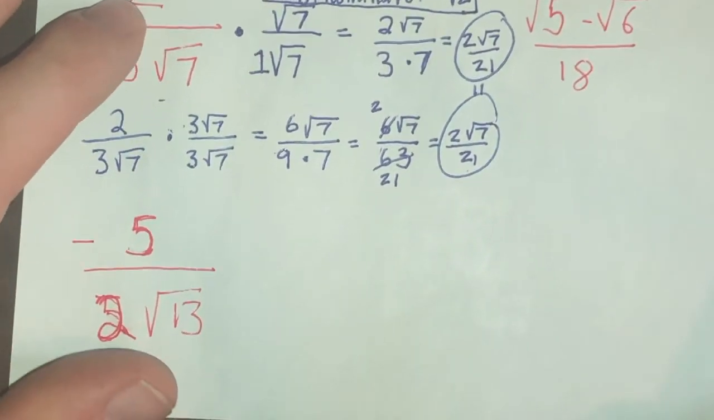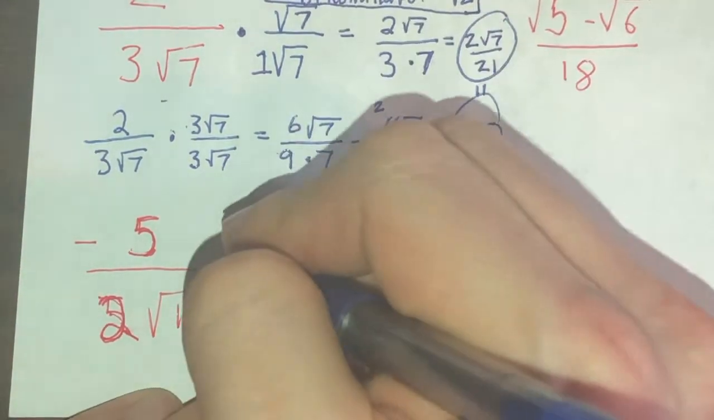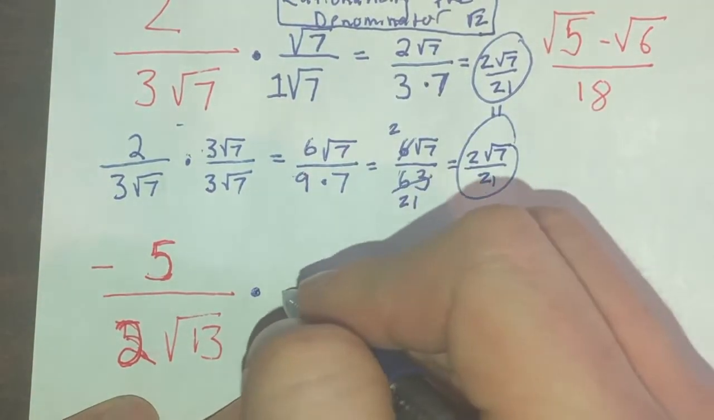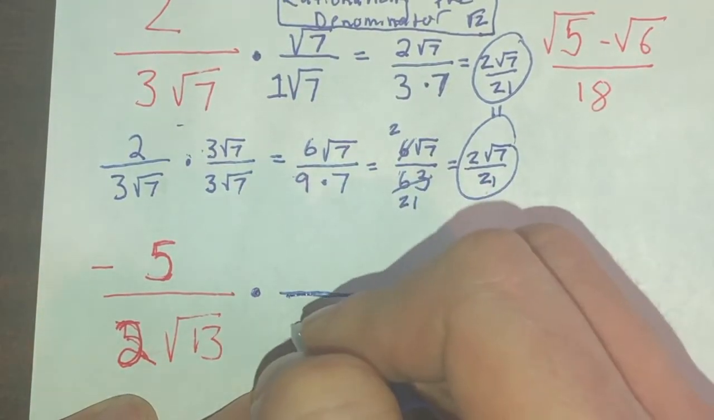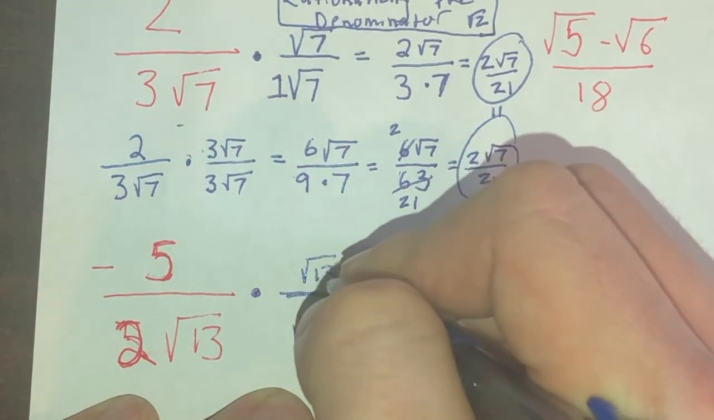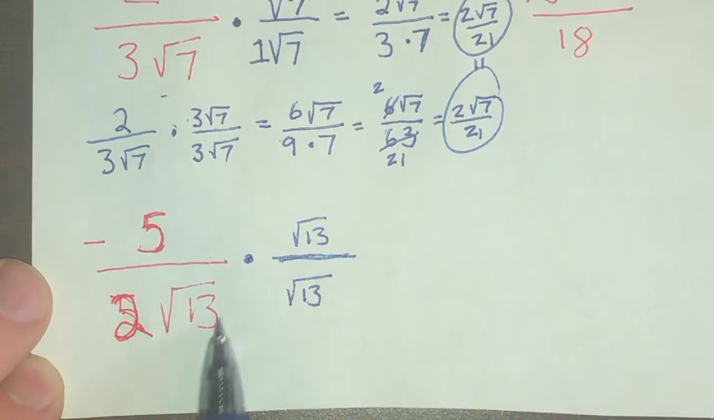All right, now I'm going to come down here. So I've got negative 5 over 2 root 13. Take a second, really quick, and think about what you would multiply the top and the bottom by. I'm going to multiply the top and the bottom, just for time's sake, by the square root of 13. Notice it's a monomial, one term, 2 root 13.